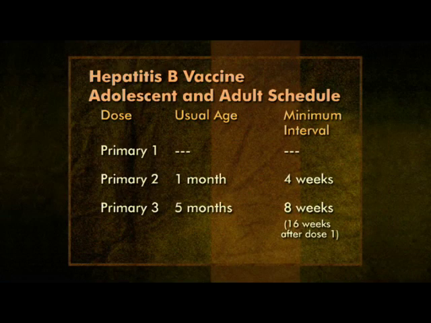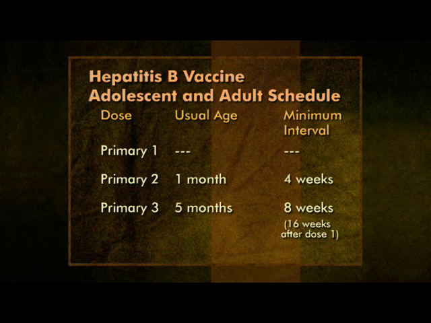All children and adolescents through 18 years of age should receive hepatitis B vaccine. Adults at increased risk of HBV infection should also be vaccinated. The routine adolescent and adult schedule is 3 doses. For the usual schedule, the first 2 doses should be separated by at least 1 month, and the third dose is usually given 5 months after the second.